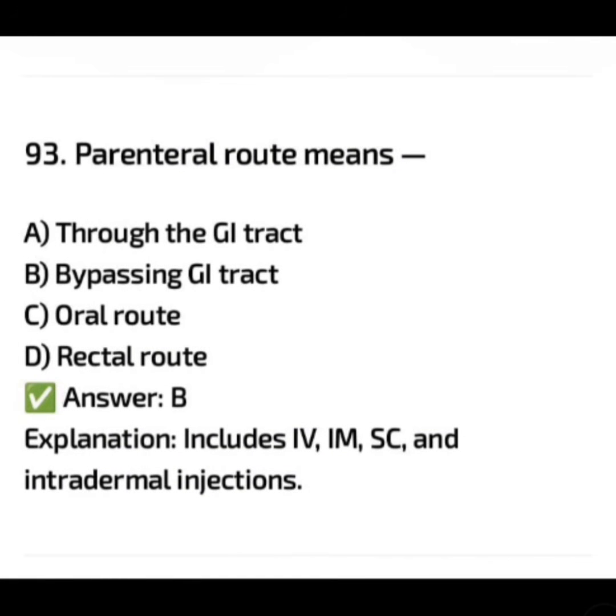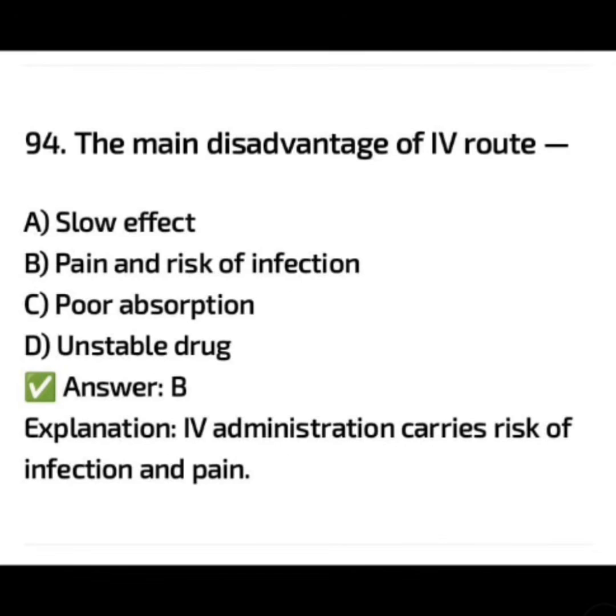Parenteral route means through the GIT, bypassing gastrointestinal tract, oral route, rectal route. The correct answer is option B. Bypassing GI tract. Includes IV, IM, SC, intradermal injection: intravenous, intramuscular, subcutaneous. The main disadvantages of IV route: slow effect, pain and risk of infection, poor absorption, unstable drug. The correct answer is option B. IV administration carries risk of infection and pain.